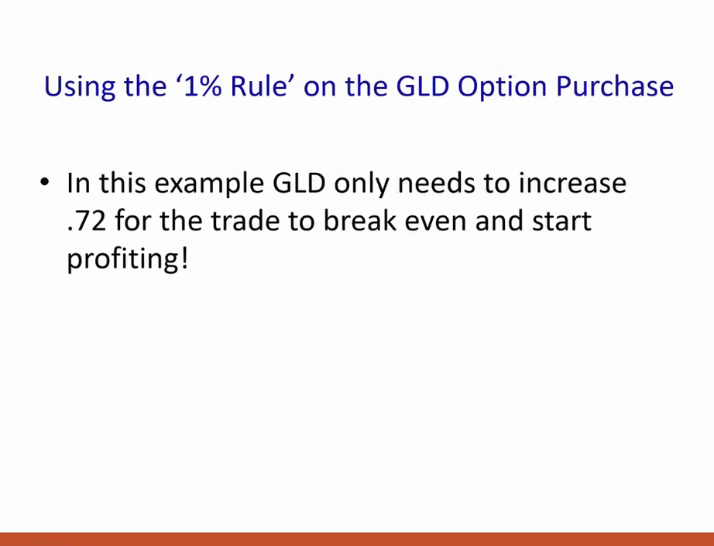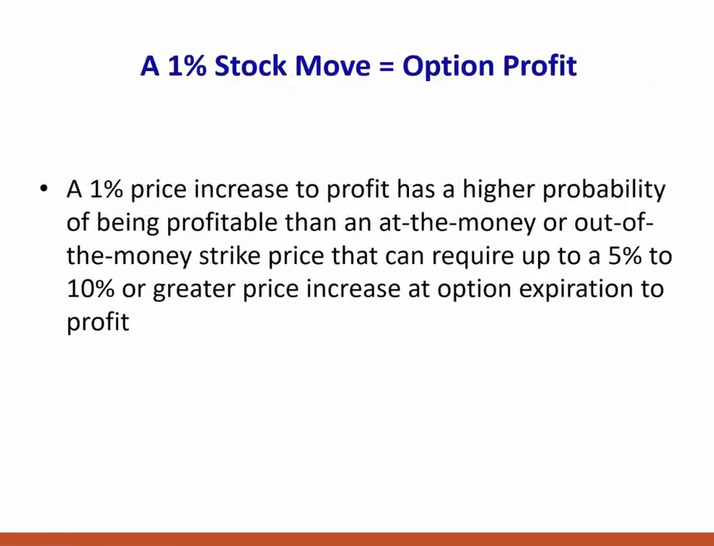And in this example, GLD only needs to increase 72 cents for the trade to break even and start profiting. So in this example, if we purchase the 130 strike call, GLD only has to increase 72 cents and we'll start profiting on that call option. So a 1% price increase to profit has a higher probability of being profitable than an at-the-money or out-of-the-money strike price that can require up to a 5 to 10% or greater price increase at option expiration to profit.